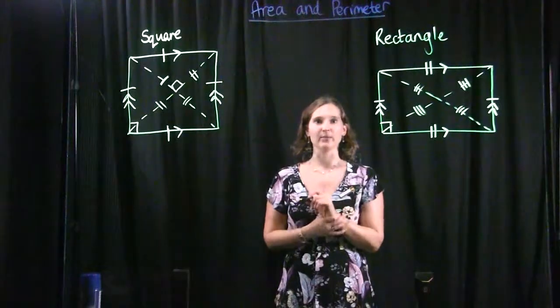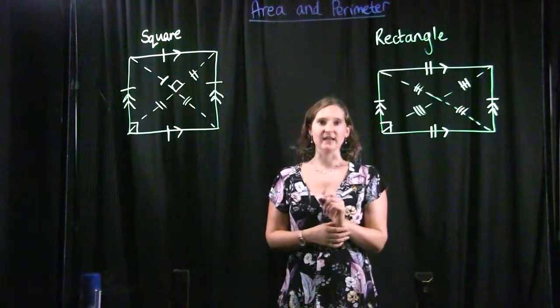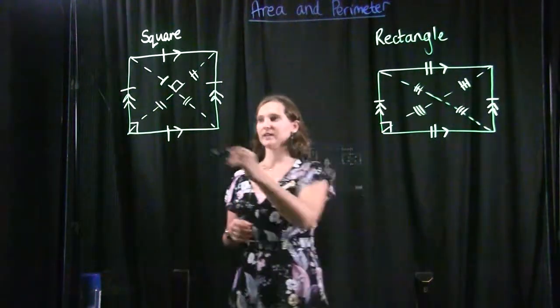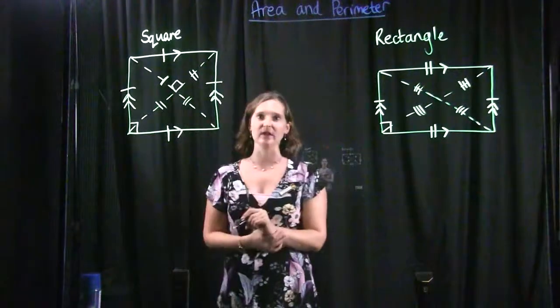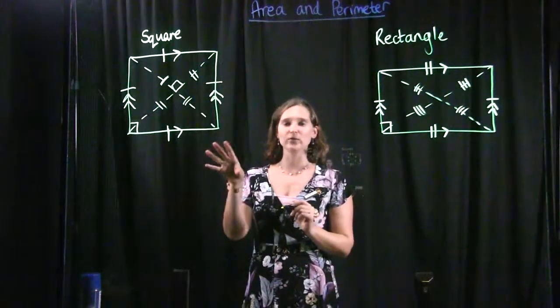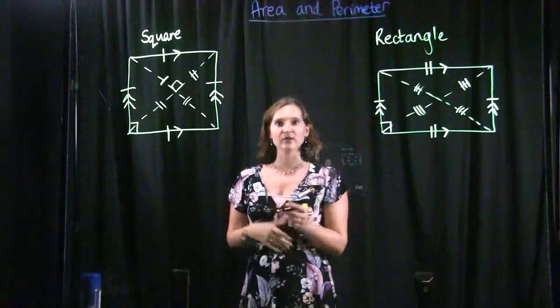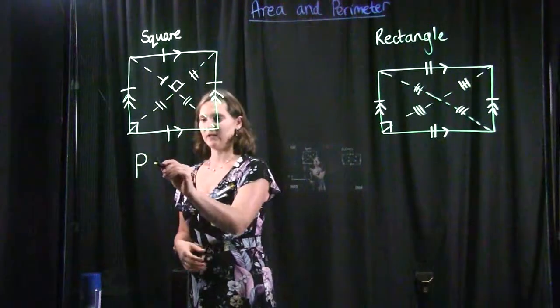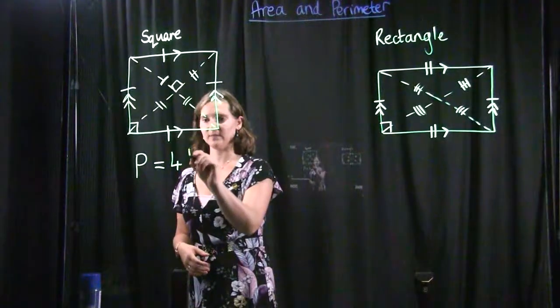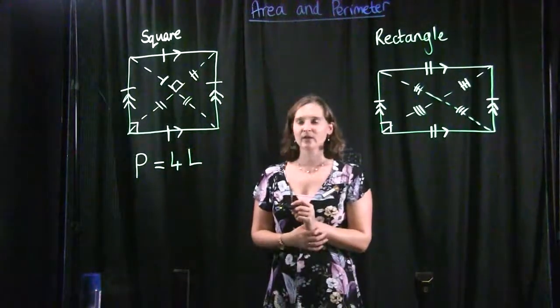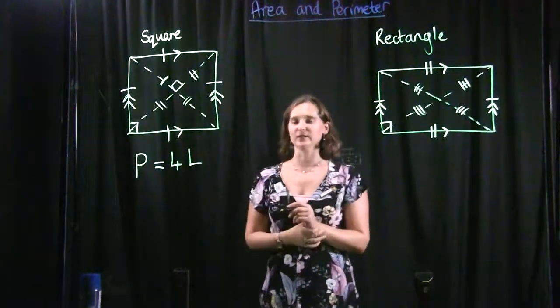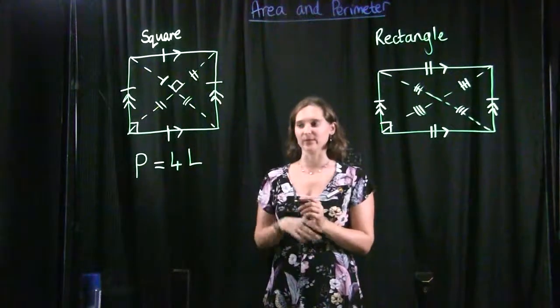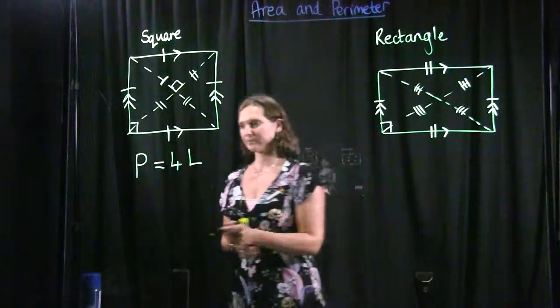So let's have a look at the perimeter and the area. We know that the perimeter is just adding up the lengths of the sides. Now for a square, all those sides are the same length. So we can shorten that equation to P, the perimeter, is equal to 4 times the length. So the length is the same at each one, so we can just take one of those lengths and times it by 4 to get our perimeter.